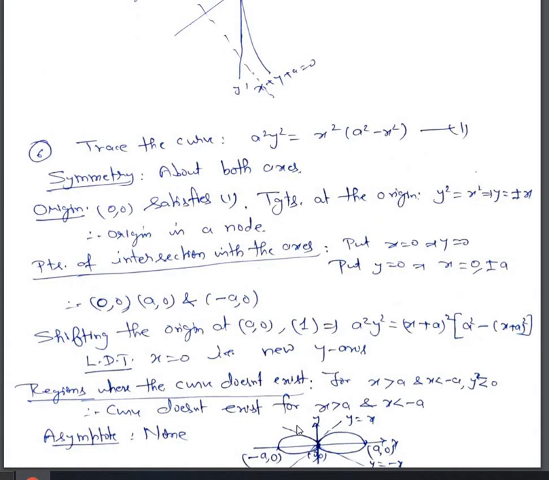So now you can draw. These are the tangents, y is equal to x and y is equal to minus x. This is the point (a, 0) where the tangent is the y axis. So you draw here like this. And because the curve is symmetric about both axes, the shape of the curve will be like this. There will be two loops.